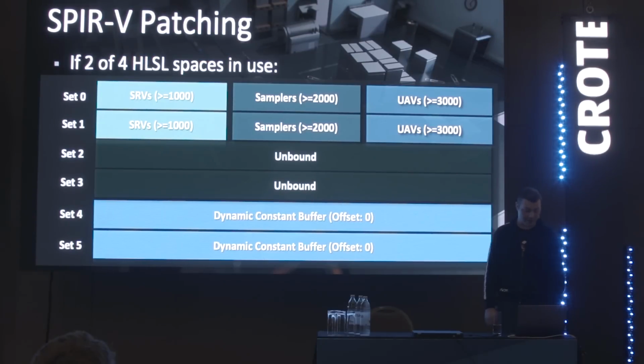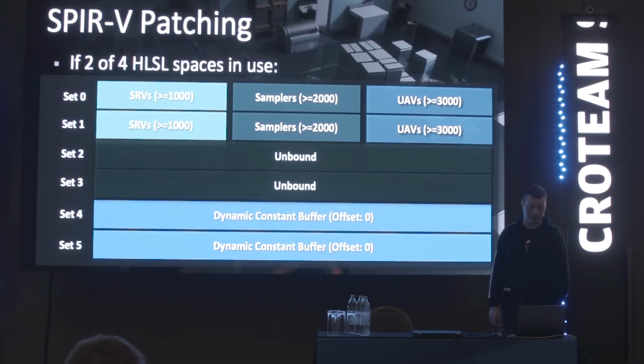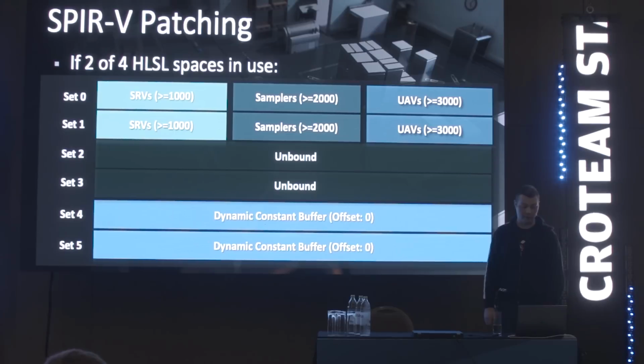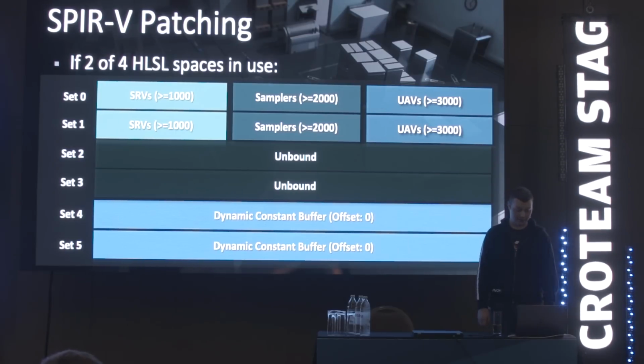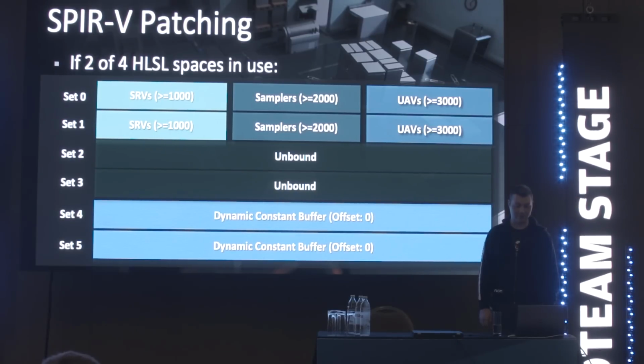If a dispatch or draw is using 2 HLSL spaces, the patched SPIR-V will require the following descriptor set layout. Notice the shifted offsets for the SRVs, samplers, and UAVs, and how the dynamic constant buffers have been hoisted out of their own descriptor sets.